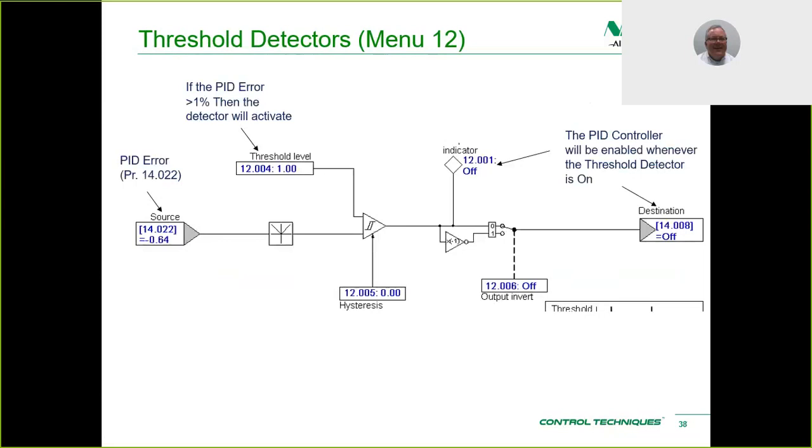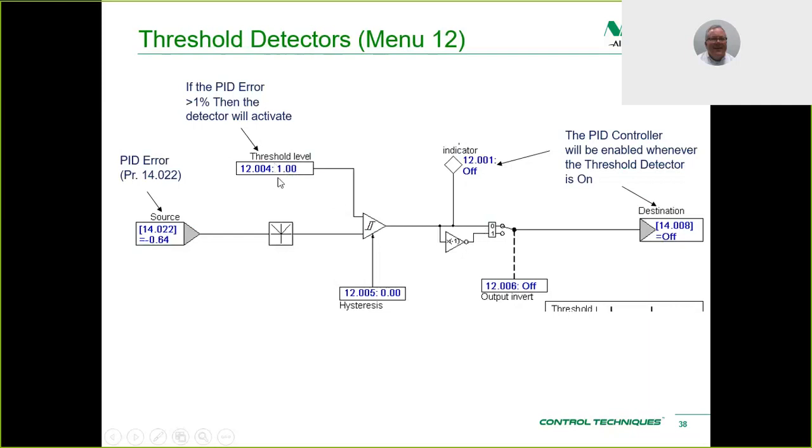So here's the block diagram for the threshold detector in menu 12. Now what I've done here is PID error is menu 14 parameter 22. That is the source for my threshold detector. And then I set the threshold level here. So the way this works is anytime in my example the error, PID error, is greater than 1%, I'm going to turn on my PID loop.